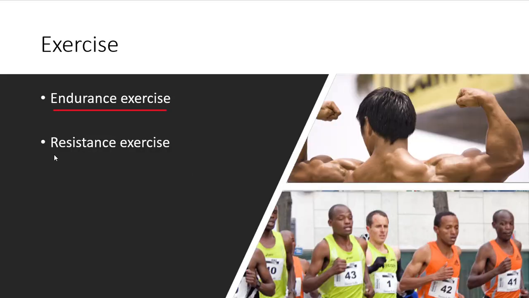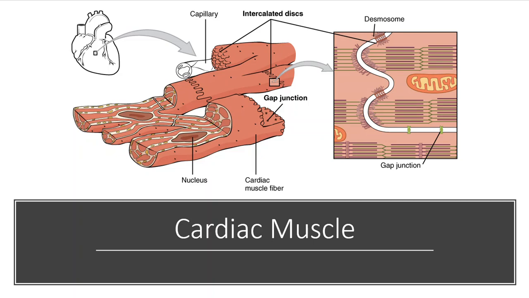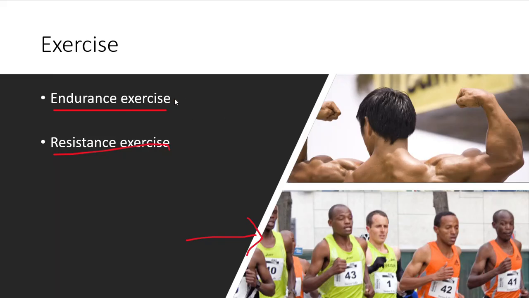Exercise, you can do resistance exercise, which is what gives hypertrophy, the buildup of muscle. Or you can do endurance, which is like the cardio. These guys are going to be for the slow oxidative. These guys are going to be for the fast glycolytic.